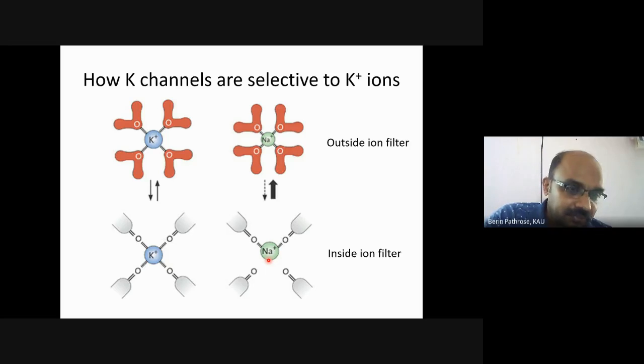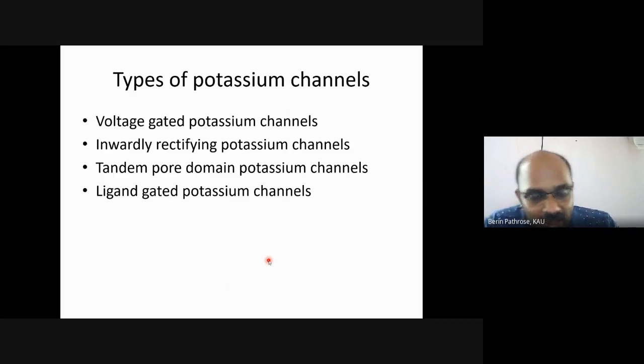Okay. So that's how the selectivity happens for these channels, how it allows potassium to pass through, how it doesn't allow sodium to pass through. And I told you there are about 4 different kinds of potassium channels, and let's discuss what the different kinds of potassium channels are. One kind is voltage gated potassium channels. The structure is almost similar to voltage gated sodium channels.